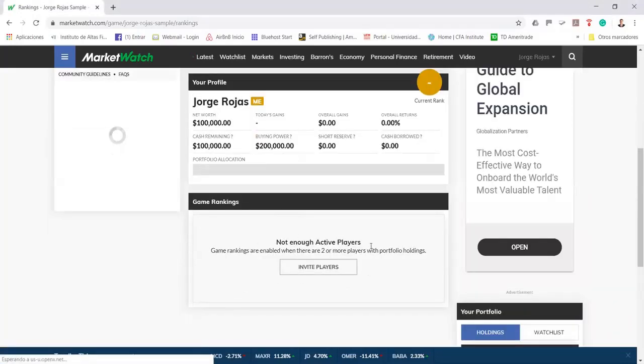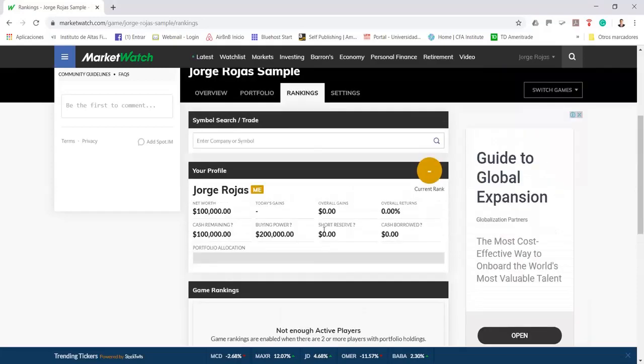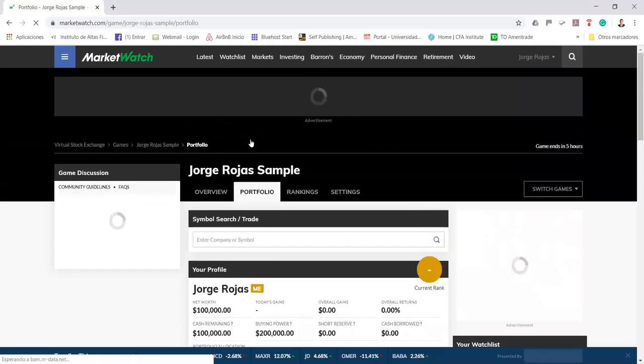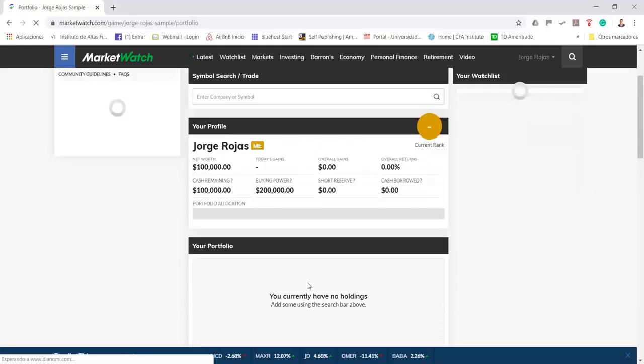So there's nothing to display here. But if you have more people playing the game, you will see the ranking here. And if your game administrator has allowed public portfolios, you will be able to see what other players have been buying and selling.